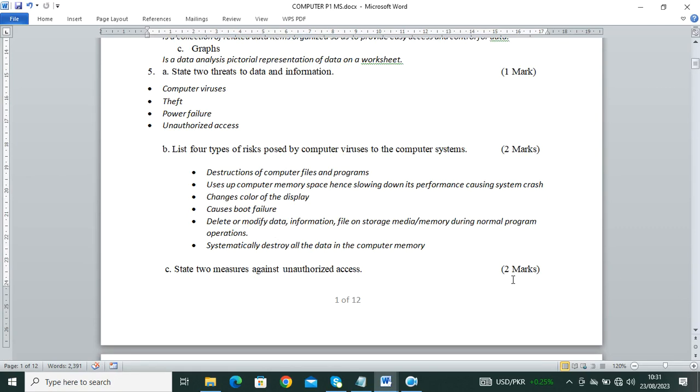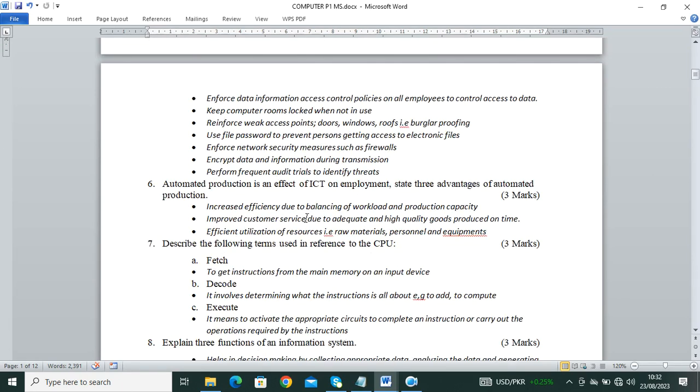Uses up computer memory space, hence slowing down its performance, causing system crash or hang-ups. Changes color of the display, causes boot failure, delete or modify data, information, fire on storage media, stroke memory during normal program operations, systematically destroy all data in the computer memory. Then we have state 2 measures against unauthorized access.